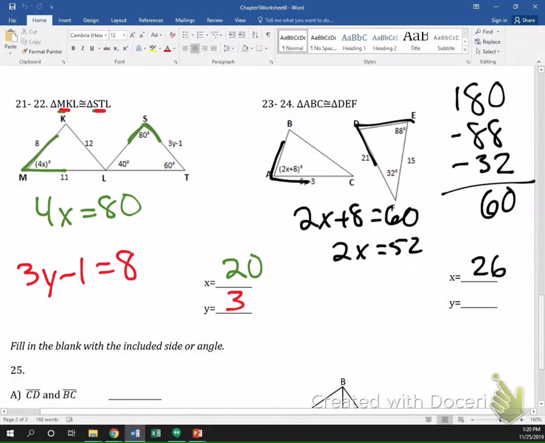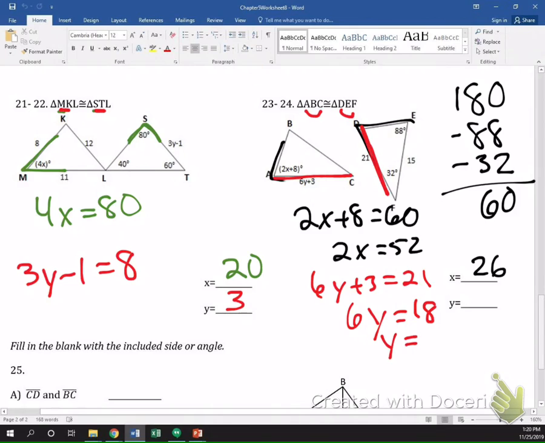To find y is segment AC. So first and third matches with first and third. So DF. So 6y plus 3 equals 21. So y equals 3.